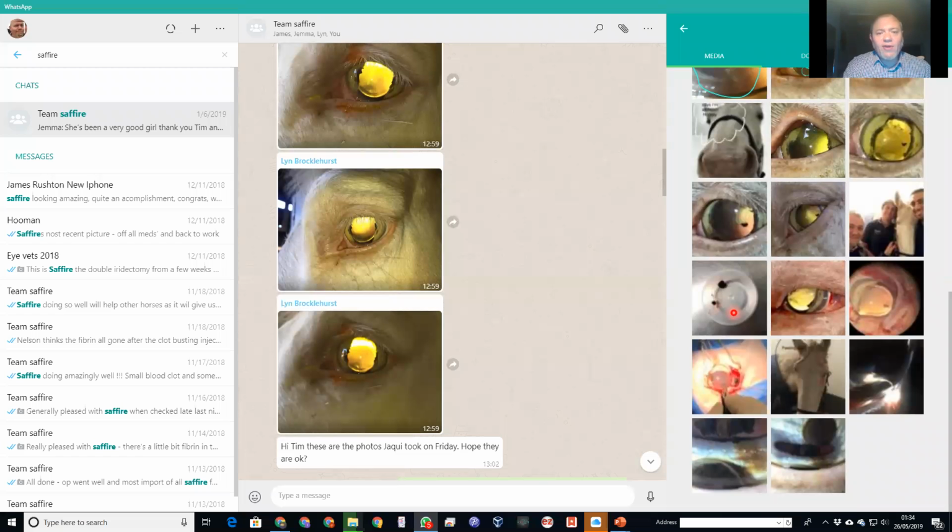We carry on using our phones after the horse is discharged. So the horse is now back home. The owner is regularly sending us updates of the horse, even when they're not in the clinic. And with a little bit of training, they can take really good, clinically useful photographs, which help us to monitor these horses once they've gone home.